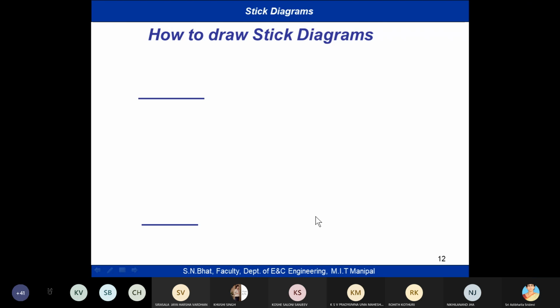Then we draw the demarcation line. This is the area for PMOS and this is the area for NMOS. Then you draw a yellow stick here and a green stick here.